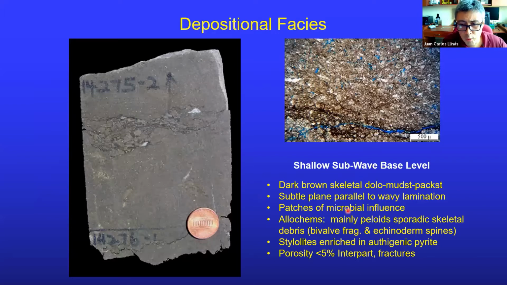The first depositional phase, interpreted as shallow, below wave base level, consists of dark brown skeletal dolomudstones and dolopackstones with some plane parallel to wavy lamination that we see here in the core photo, and some small patches of microbial influence. It just has various types of allochems, but in very small amounts. We can see also stylolites, authigenic pyrite, and as you can see, porosity of this particular phase is very low.